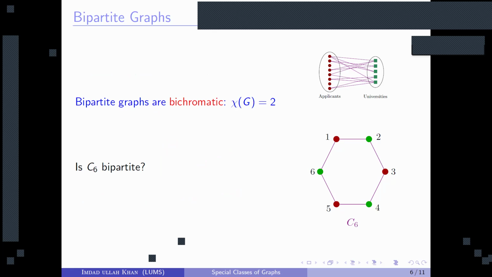C1 is like the chromatic number is 1, right? So that's not even bipartite because I can't create 2 partitions. You need to have at least 2 vertices in 2 separate partitions. Otherwise, one partition will be empty.